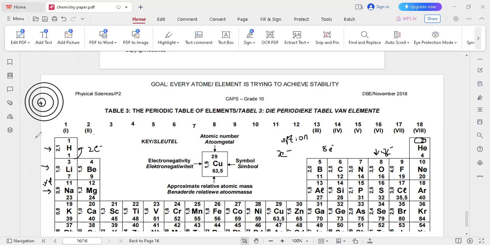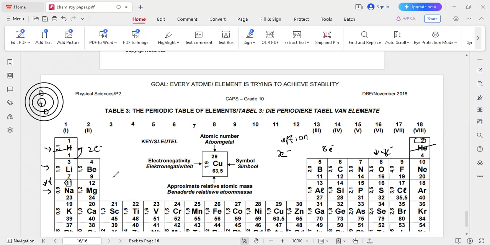Now let's go back to sodium. Sodium has 11 electrons and it is in the third energy level. So now let's count. 1, 2. It can only put 2 in the first energy level, so let's put 2.